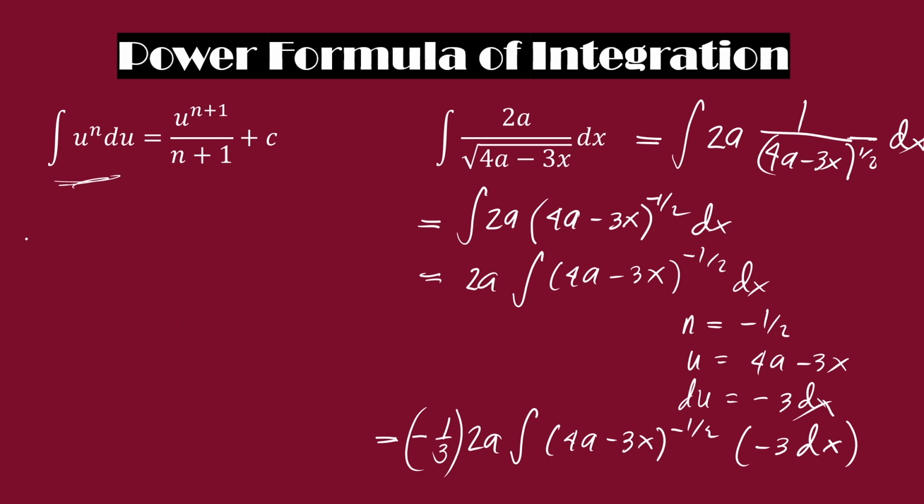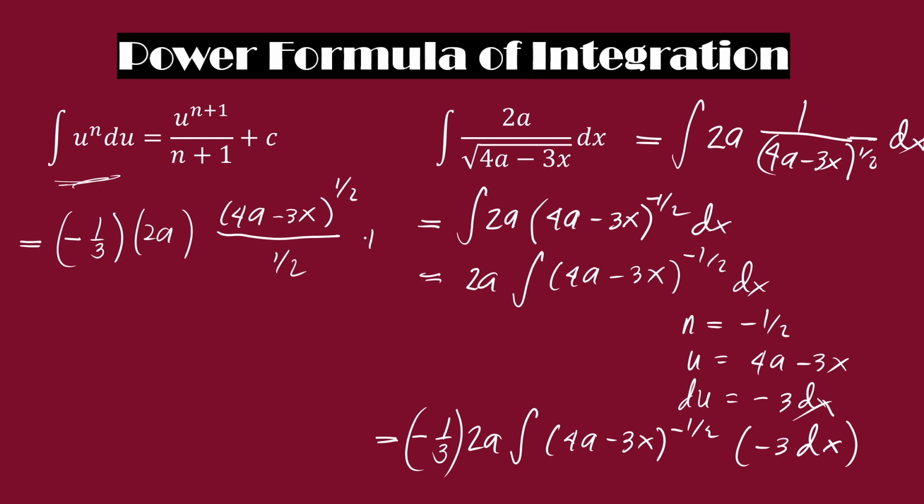After that, you just apply the right side of the formula. But of course, you have to copy this first. This is negative 1 over 3 multiplied by 2a, and the integral of this, applying the right side of the formula. Your u is 4a minus 3x raised to n plus 1. Negative 1 half plus 1 is positive 1 half. So over 1 half. And of course, don't forget the plus c.